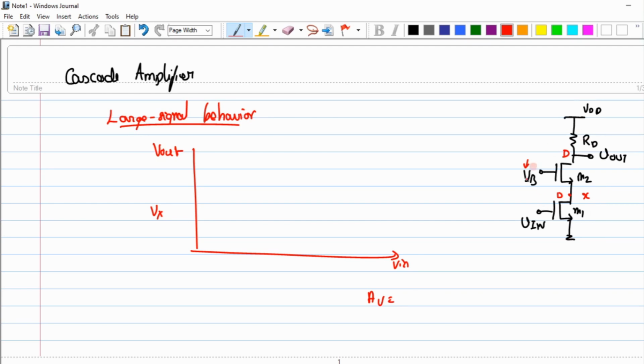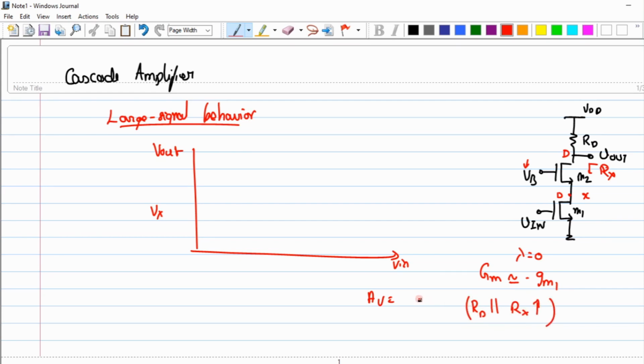So whenever I try to compute the capital GM, I assume that lambda is equal to 0. With that approximation, I could write that the value of this capital GM is nothing but my gm1 itself. Now, what about the Rout that I have? It is just RD in parallel with Rx. By now you know what is the value of Rx, so I will not repeat it. I have this Rx, which is very large compared to the value of RD.